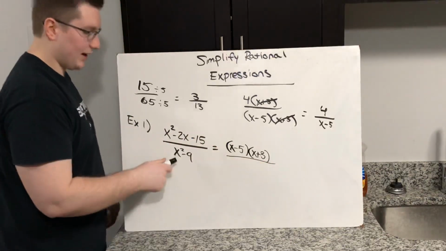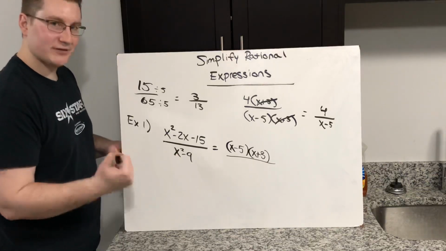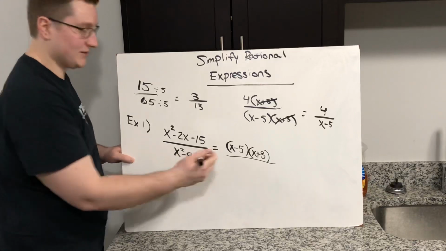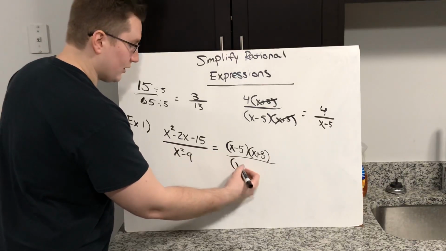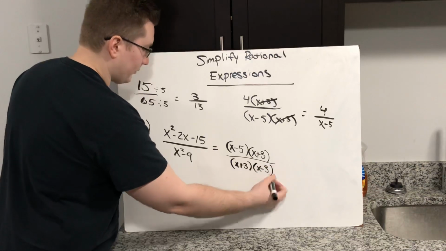And on the bottom, I got x squared minus 9. If you remember your shortcut, this is difference of squares. This is a perfect square, this is a perfect square, and we have a subtraction sign. So I have x plus 3, and then x minus 3.